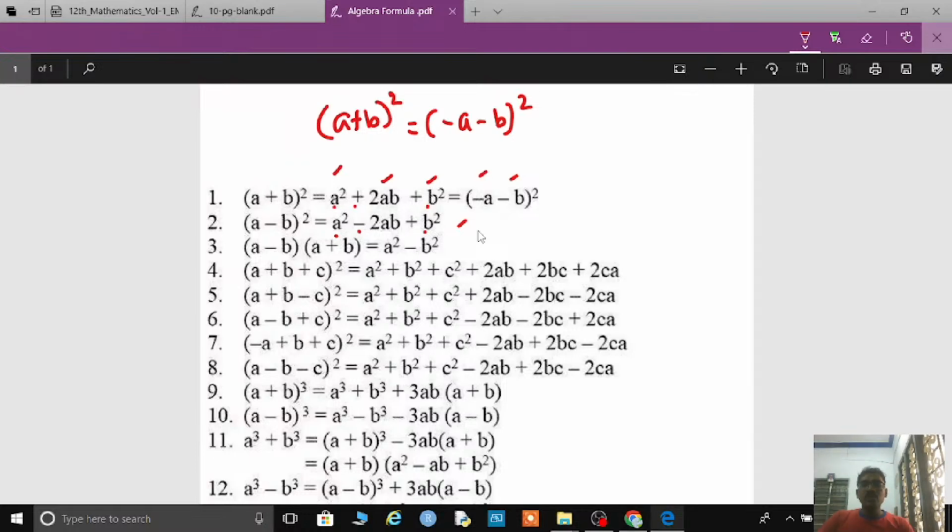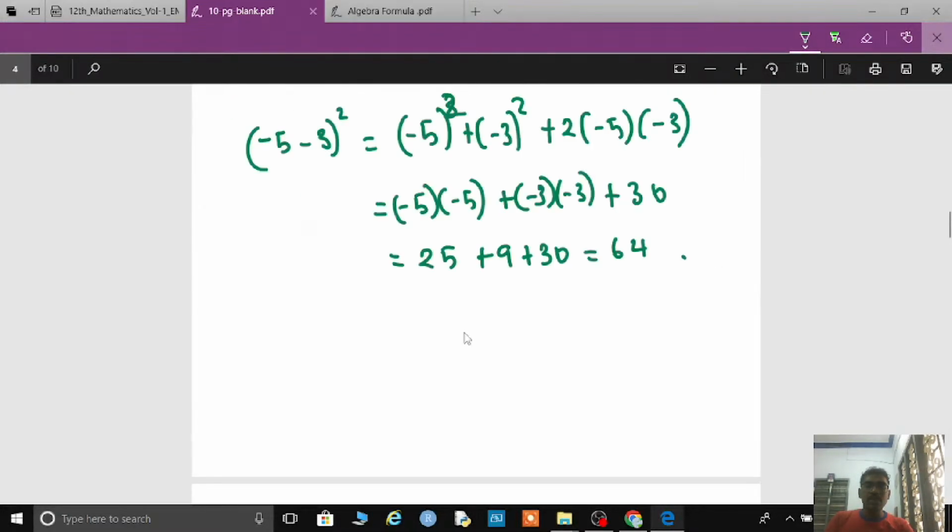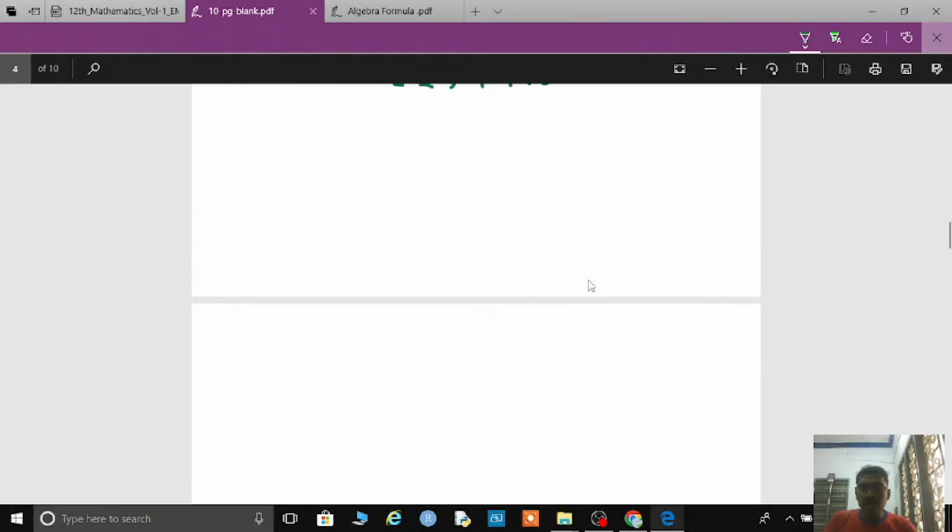Next, we move over to (a plus b) into (a minus b). Got it? What is (a plus b) into (a minus b)? It's nothing but a square minus b square. So we have to check formula 2 and formula 3 also. We can consider relevant numbers and move over.